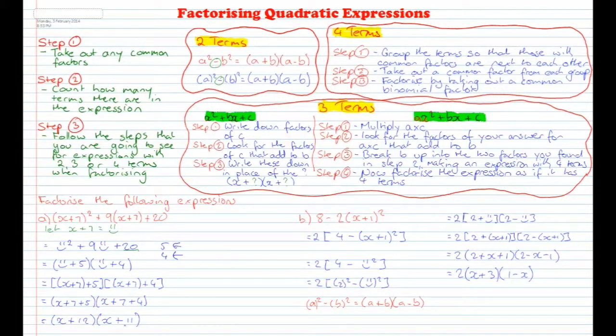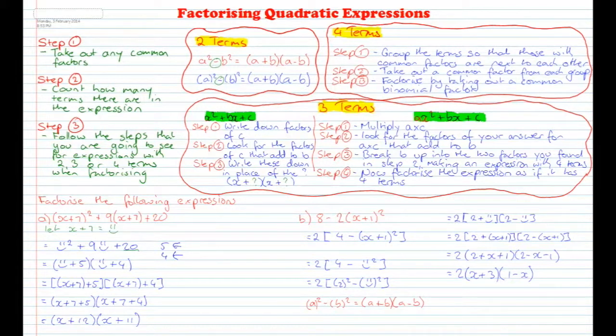In this question here, you've got 8 minus 2 bracket x plus 1 squared. Alright, first step whenever we do any factorizing is we should always look to take out any common factors. So if we have a look here, we've got 8 and 2. Now we can see that 2 actually goes into both of these things, so we can take 2 out as a common factor, leaving us with 4 and negative 1. Now of course we don't need to write the negative 1.